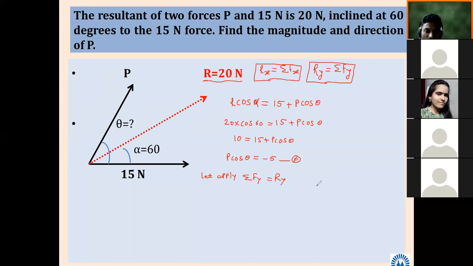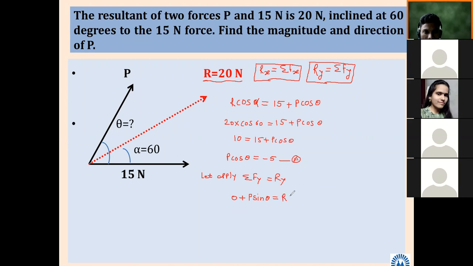Ry is zero on the other side. What will be the Y component of the 15 Newton force, which is horizontal? It will be 0. What will be the Y component of the P force, which has made an angle? P sin theta. Similarly now for Ry, what will be the Y component of the resultant?